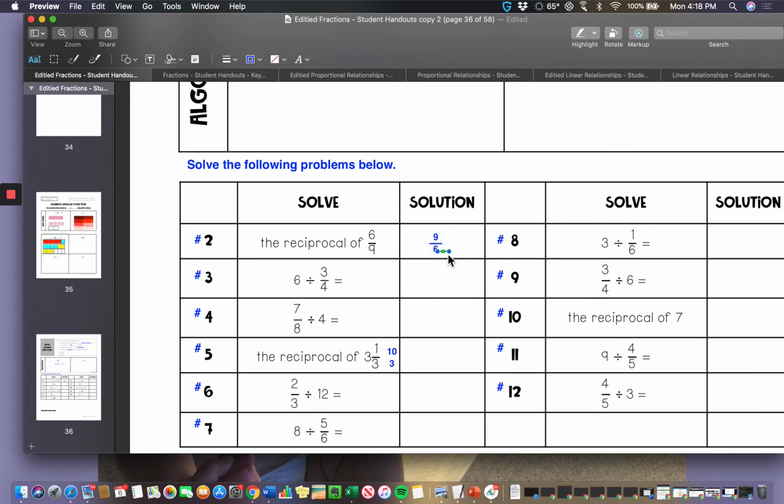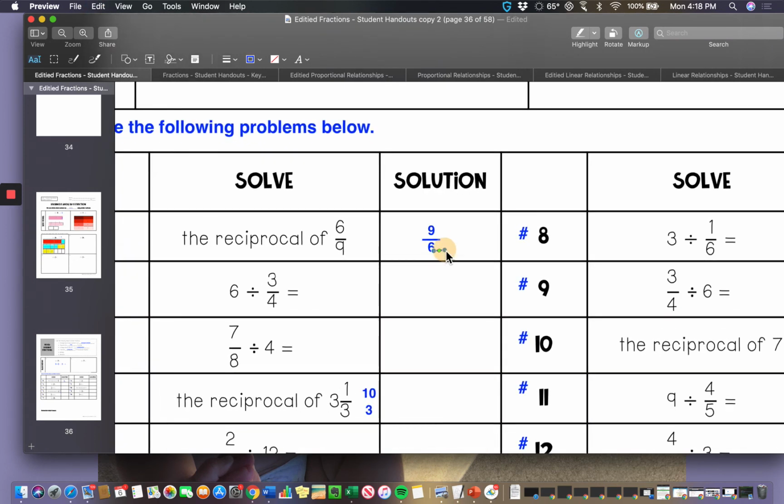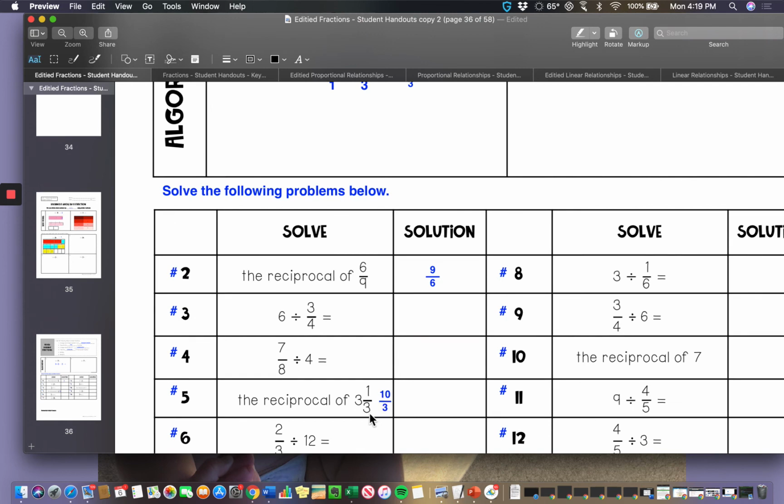You might be asking yourself, wait, how did Mr. Hart get 10 over 3? Well, it's pretty simple. If you go back to the previous videos, I do show you how to change a mixed number to an improper fraction. Right? So we multiply the denominator by the whole number. That's 9. 3 times 3 is 9, plus 1 is 10. Now I can take the reciprocal here of 10/3, so that my new reciprocal is going to be 3/10.